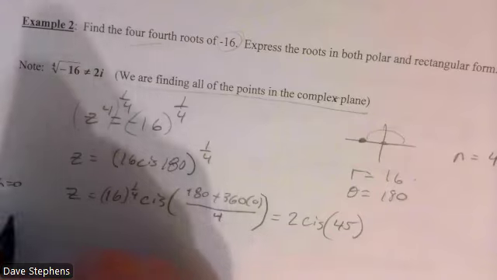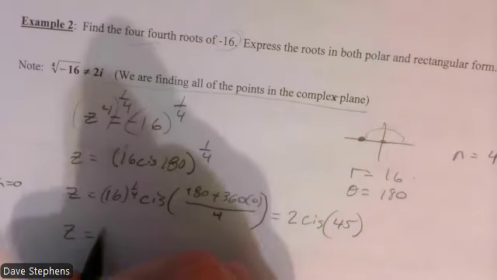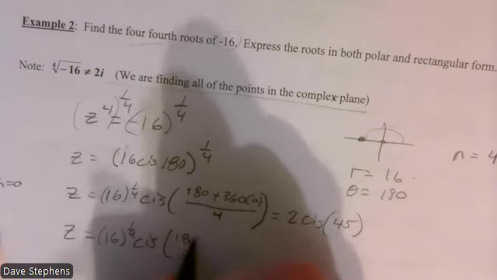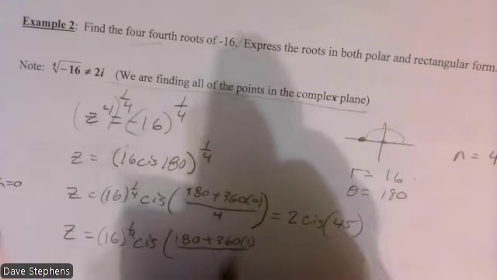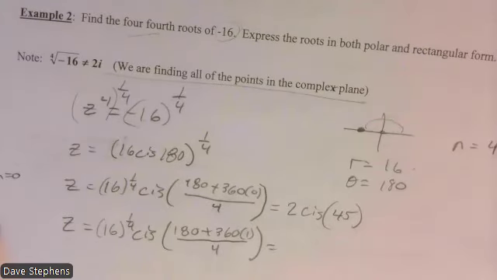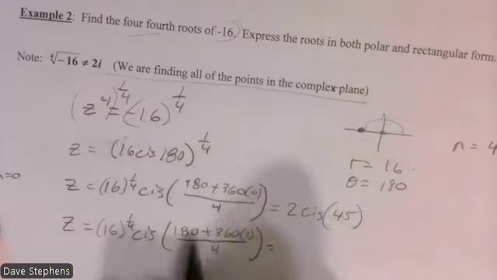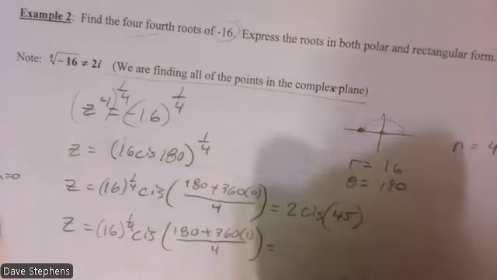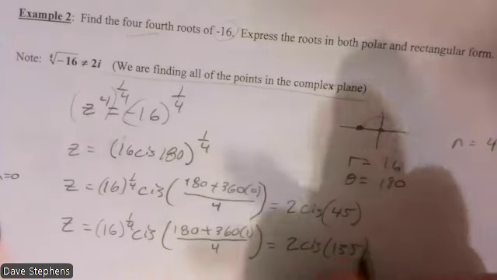All right, so we're going to let k equal 1 now. So we get 16 raised to the 1/4 power, CIS, 180, our original angle, plus a full rotation, divided by 4. I'm going to cheat sheet this thing. 360 divided by 4 is 90. So 45 plus 90, that puts us at 135. So we get 2 CIS 135.